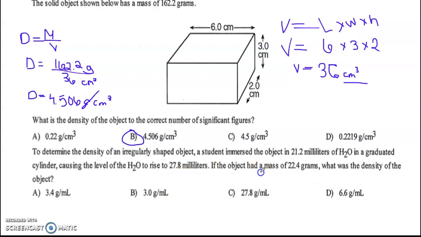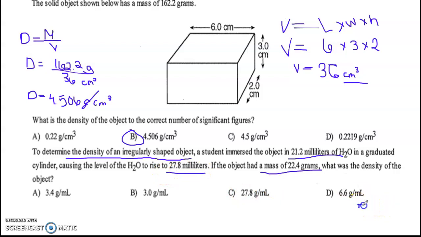So I'm going to go ahead and underline my important information. I have my mass. It said the student immersed the object in 21.2 milliliters of water, and then it rose to 27.8 milliliters of water, and it told me to determine the density of an irregular object. Because it's an irregular object, I know that I have to subtract my original water volume from my final water volume. So I'm going to go ahead and do that.